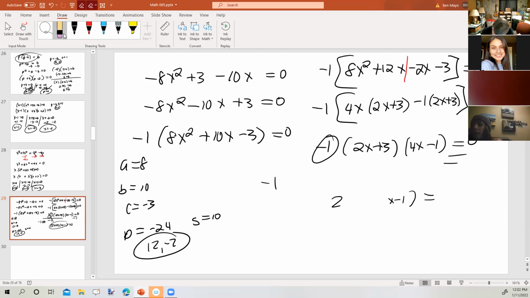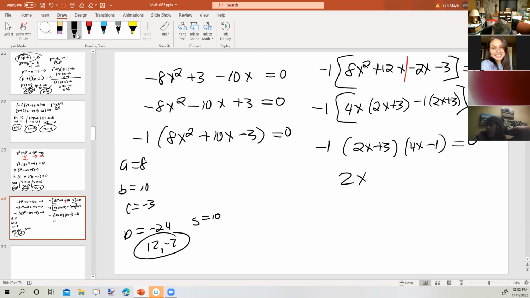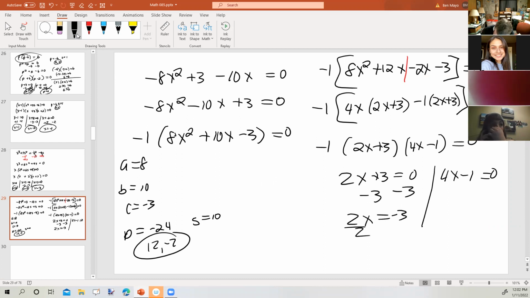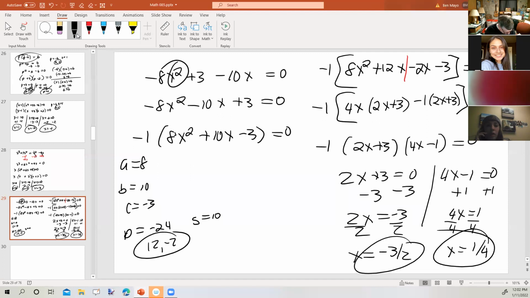Instead, what we can do is just go back and take each factor that contains a variable and set it equal to 0. I don't have to do anything with the negative 1. So 2x plus 3 equals 0, subtract 3, 2x equals negative 3, divide by 2, x is negative 3 halves. 4x minus 1 equals 0, add 1 to both sides, 4x equals 1, divide by 4, x equals 1/4. Second degree equation, 2 solutions.